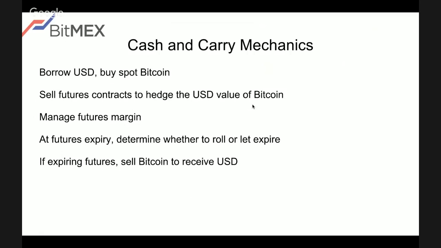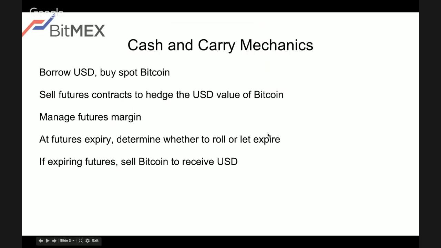So here's the basic mechanics. What you'll do is you'll borrow US dollars, or use US dollars that you have sitting around. You'll buy spot Bitcoin on the reference exchange. You'll sell futures contracts to hedge the US dollar value of Bitcoin. So now you're locked in. You've made a spread. Between when you put on the trade and when it expires, you'll manage your futures margin. And at futures expiry, you'll determine whether or not you want to roll into the next contract. If you want to expire the futures contracts, then you'll let them expire on the expiry date, and then you'll sell Bitcoin at the same time to receive US dollars. And net, you should receive the difference between the futures contract and the spot price.